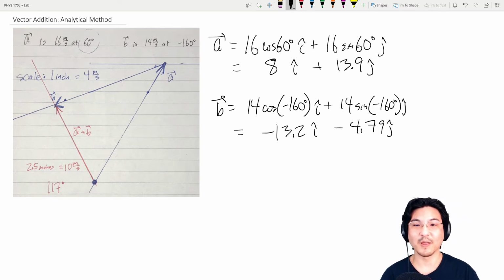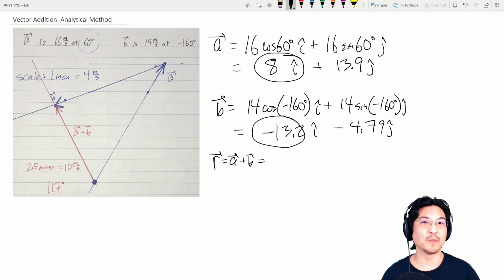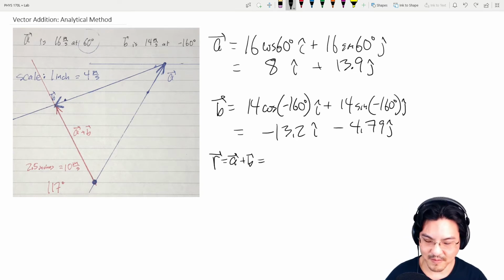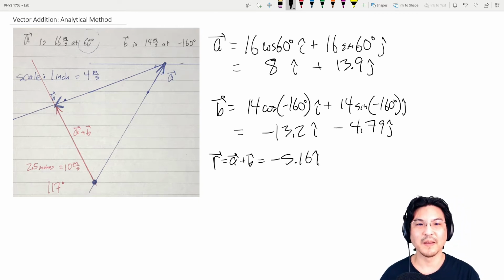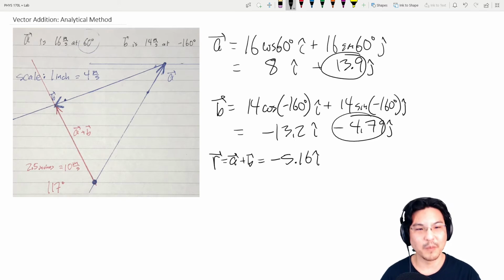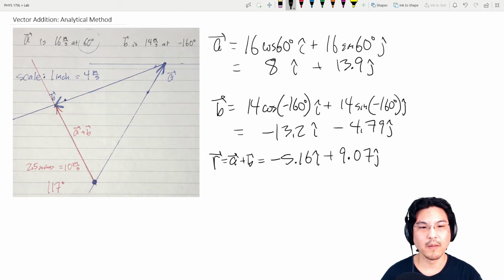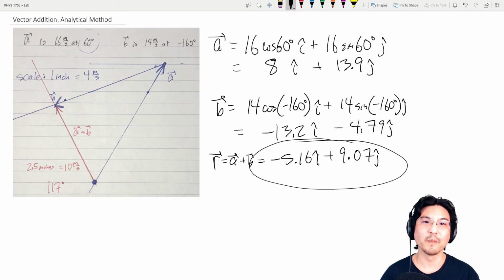Okay, so to get the resultant, you just add up the components. So AX plus BX becomes RX, the X component of the resultant. So I punched that in the calculator earlier. And then AY plus BY is, okay, so this is the resultant in component form.